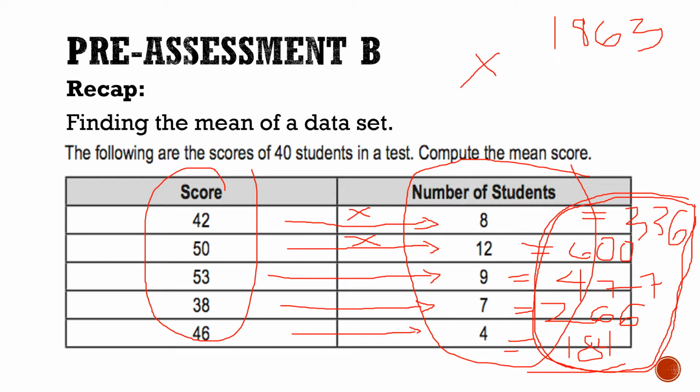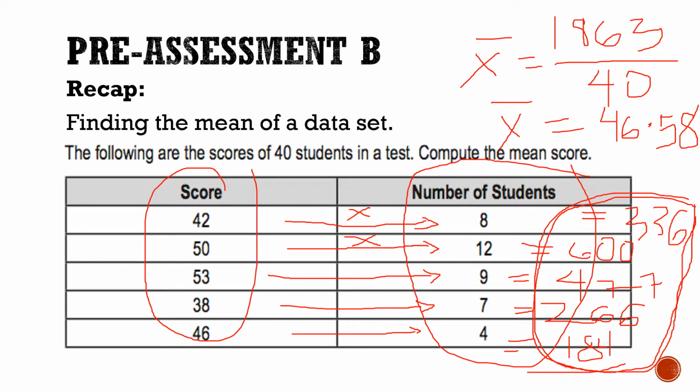So how can we compute the value of the mean? You need to assess how many students are involved. There are 40 students involved. So we need to divide this 1,863 by 40. So may I say your mean is now equal to 46.58. So if we're asked to find the value of the mean of the given values, our mean is equal to 46.58.